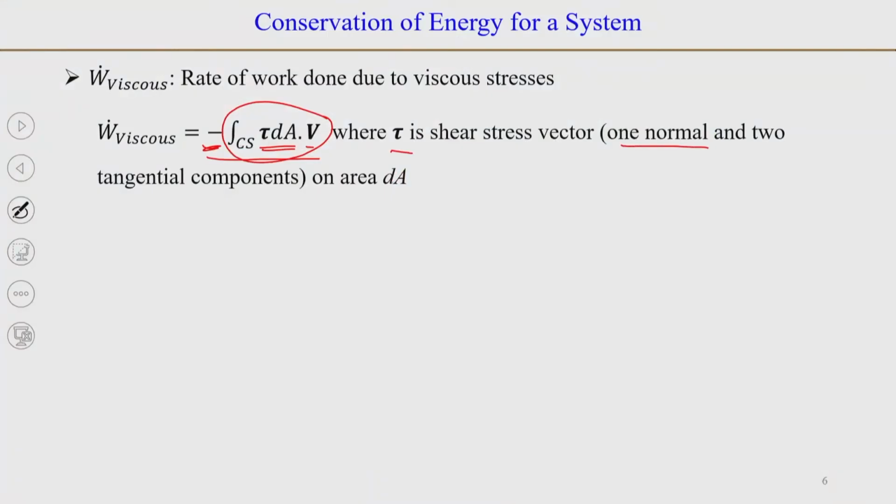So, at that particular surface we will have a stress vector, and on the surface you will have 3 components of stress. It can be a viscous stress vector, because it will have a normal component and 2 tangential or shear components on an area dA. Now, consider a control surface which is coinciding with a solid surface or a solid wall.